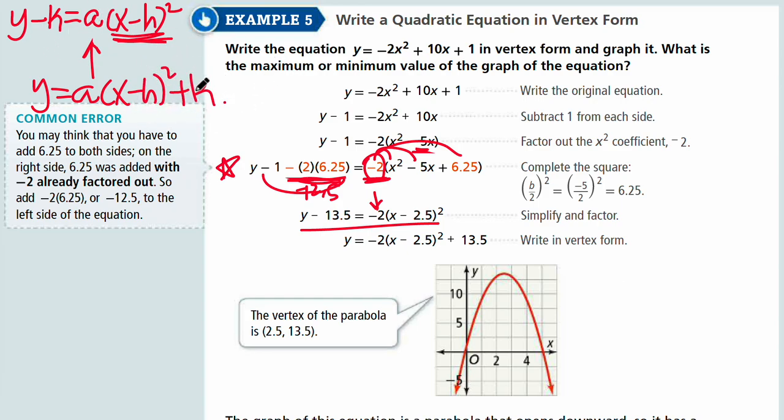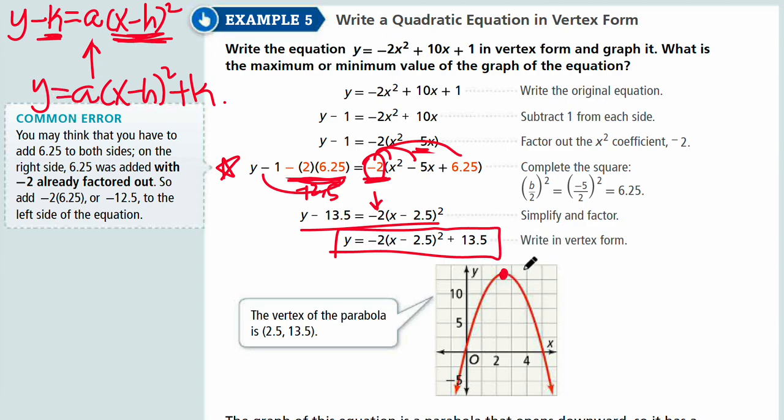I forgot to add k on both sides. And so this is going to be your vertex form. And so your k is going to be 13.5. And this is why your k is added here and your h is subtracted here. It's actually both supposed to be subtracted, but we made it easier for us to see because we're writing in terms of y. And so this is the vertex form.